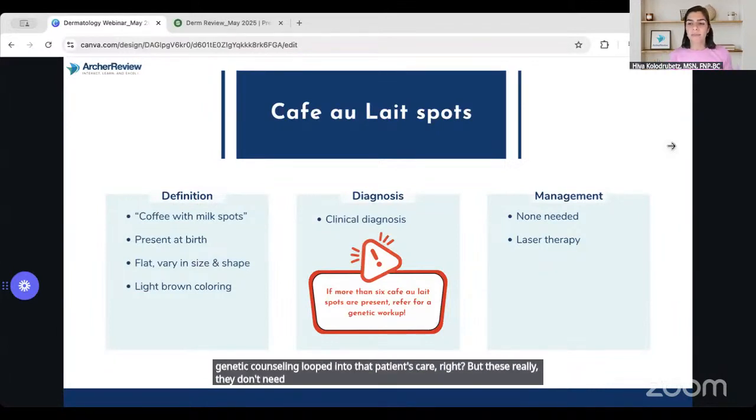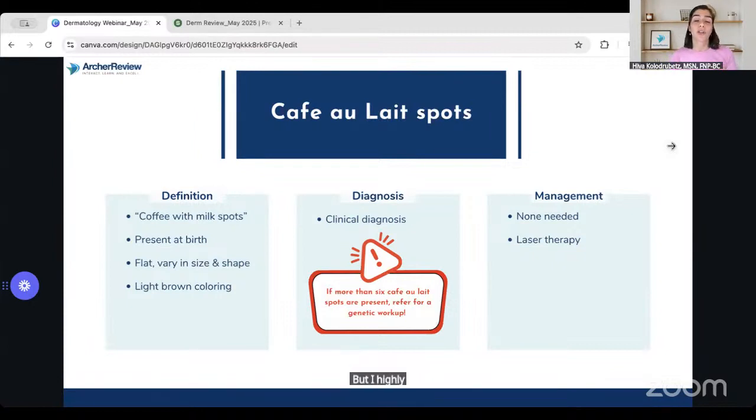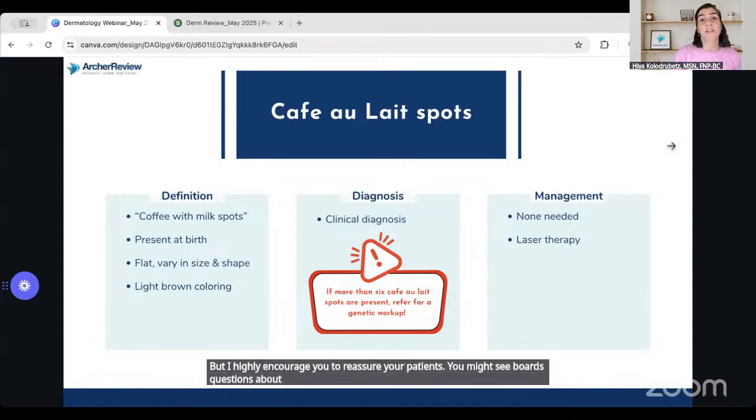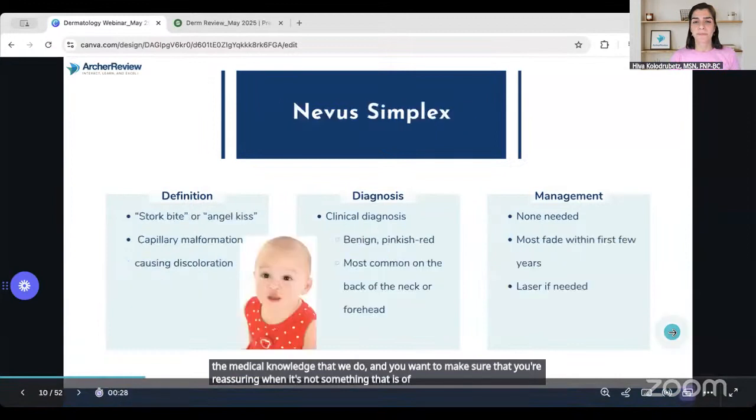These are just cosmetic. However, some parents and some patients may want to have them removed for cosmetic reasons, and they can do laser therapy. But I highly encourage you to reassure your patients. You might see boards questions about whether this is something you're concerned about, or whether you need to reassure. We always want to reassure our patients. Remember, they don't have the medical knowledge that we do, and you want to make sure that you're reassuring when it's not something that is of concern.